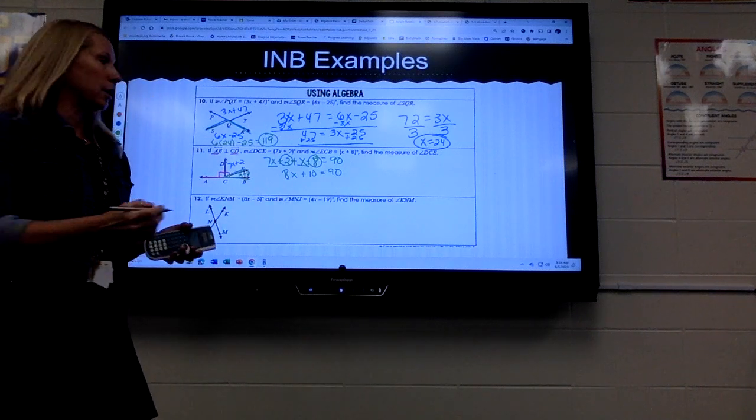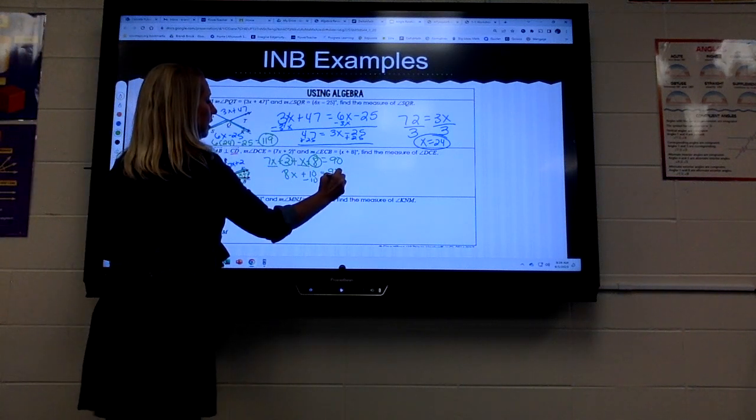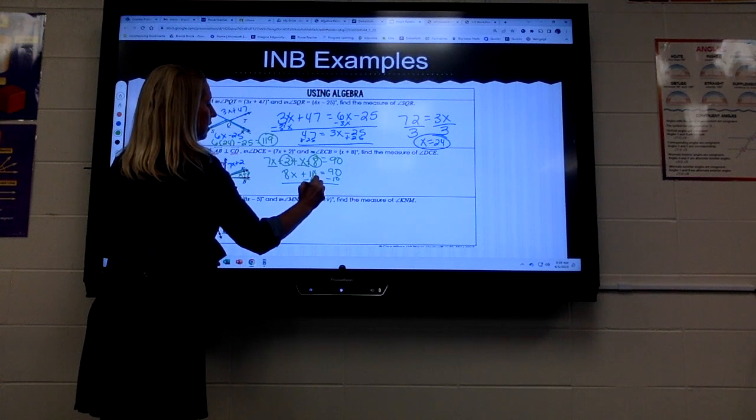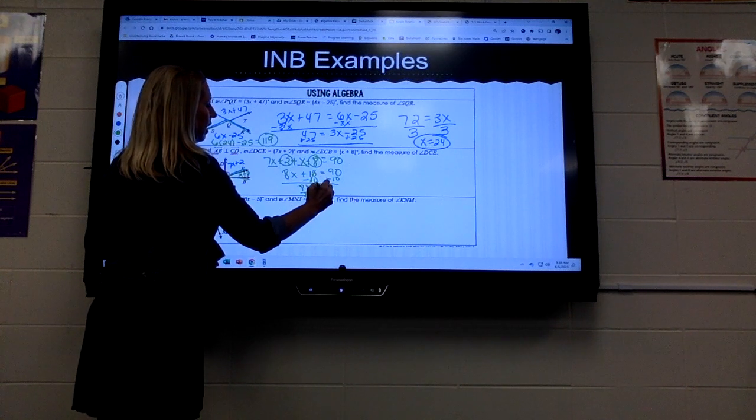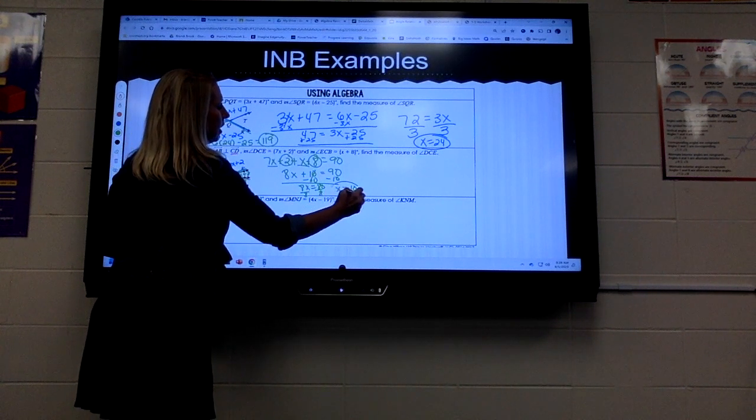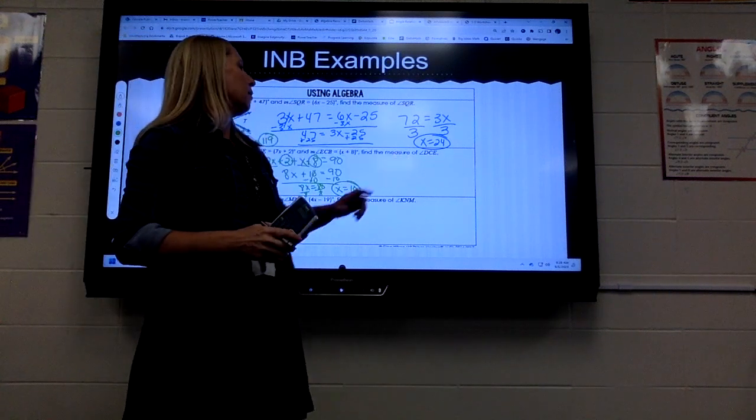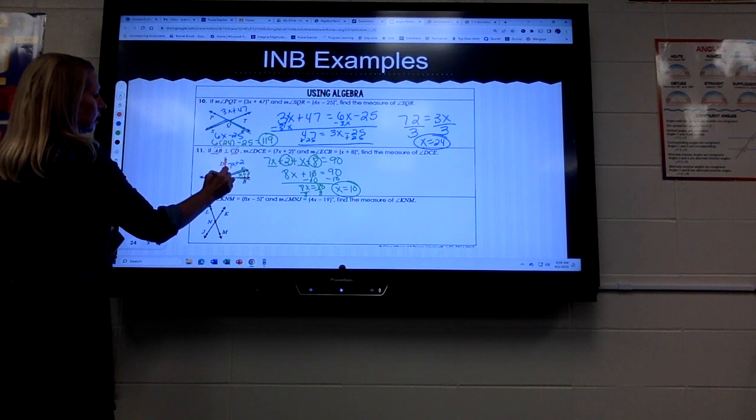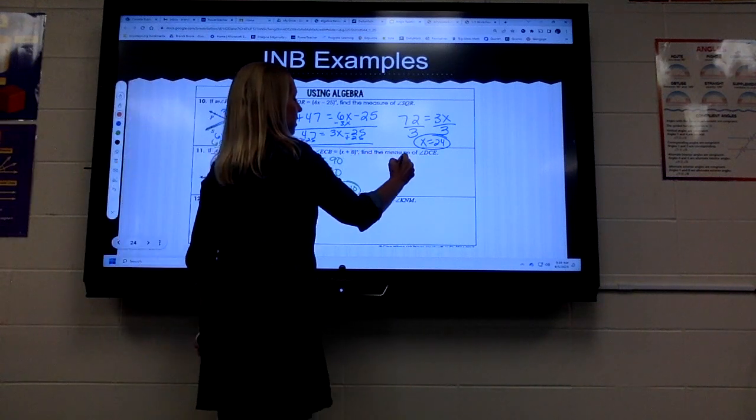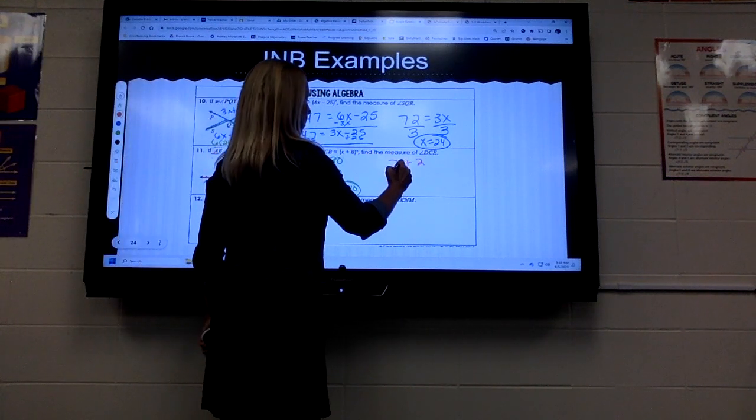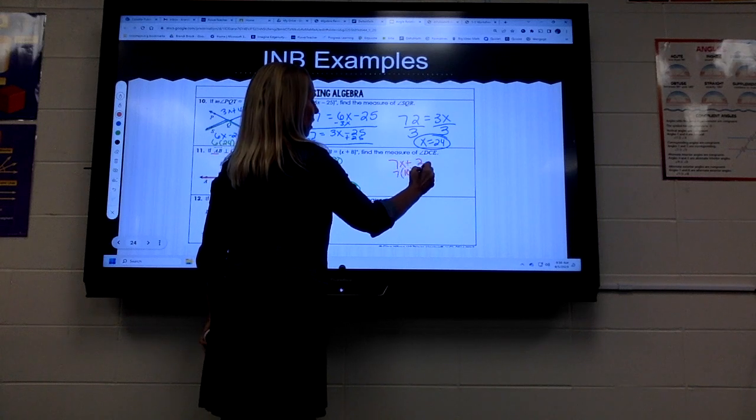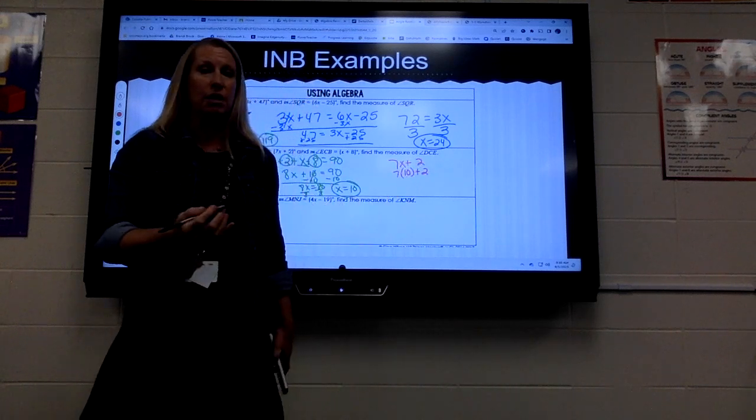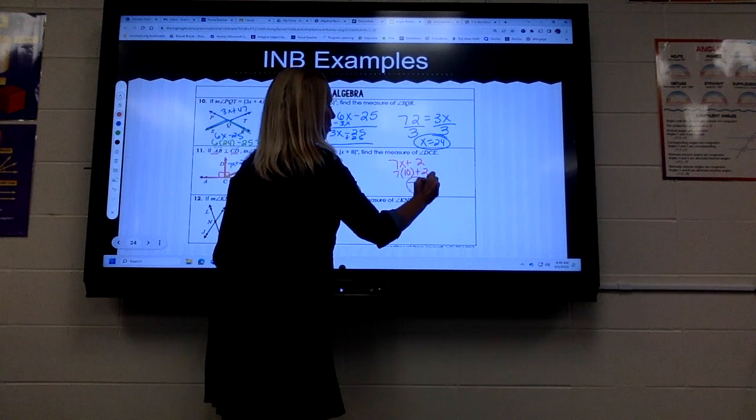And then you have a two-step equation. Minus 10, 8x equals 80, divide by 8, x would equal 10. But it asks us to find the measure of DCE. So DCE is right here, which is 7x plus 2. So I would do 7 times 10 plus 2. 70 plus 2 would be 72.